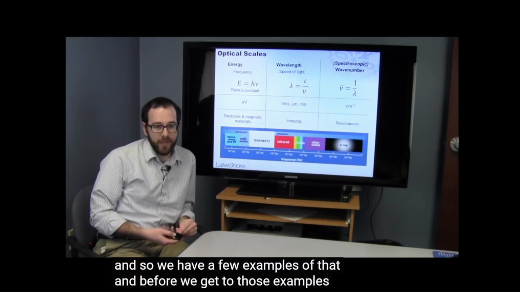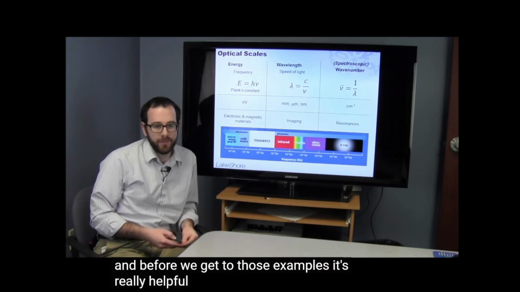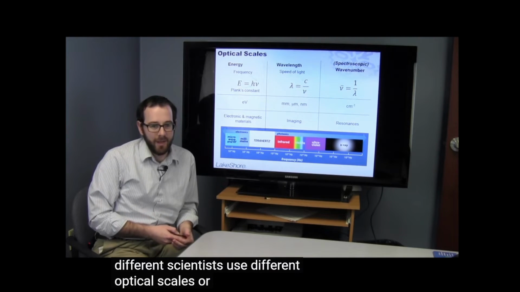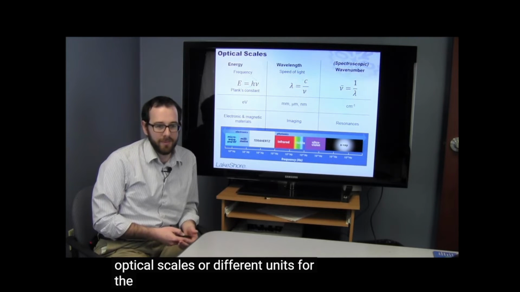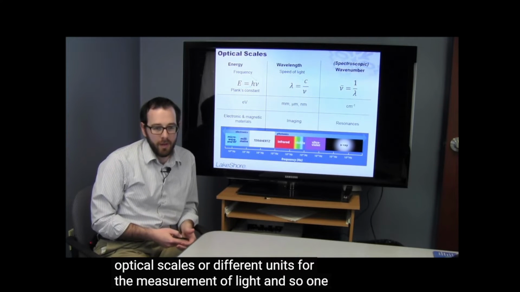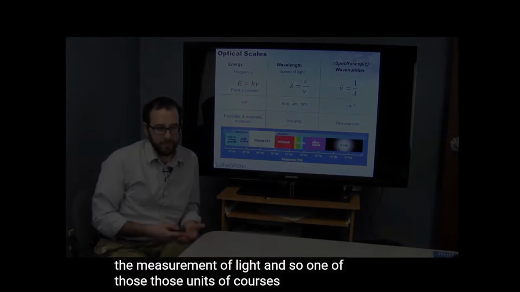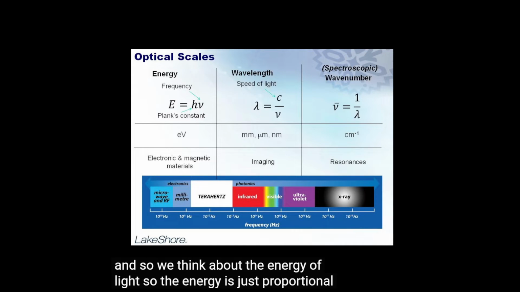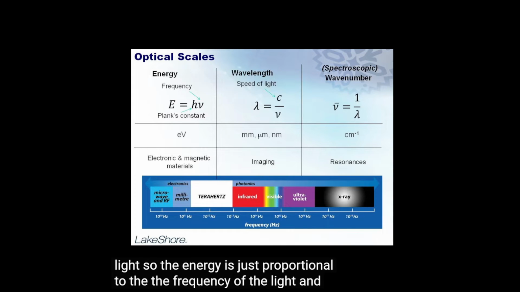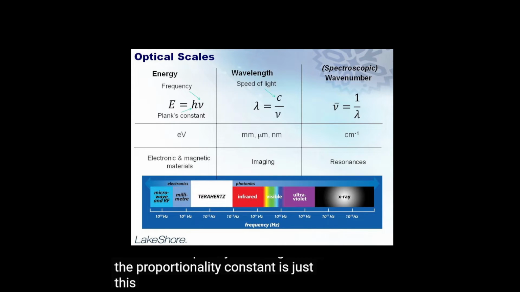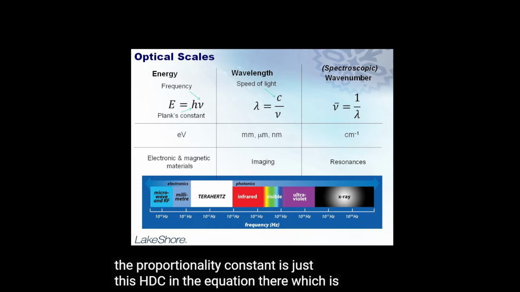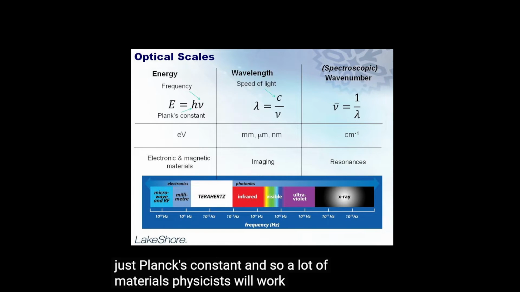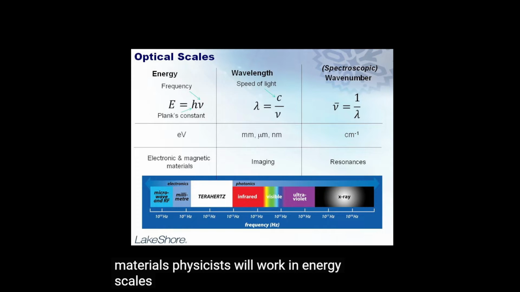Before we get to those examples, it's helpful to understand that different scientists use different optical scales or different units for the measurement of light. One of those units, of course, is energy. The energy is proportional to the frequency of the light, and the proportionality constant is the h that you see in the equation there, which is Planck's constant. A lot of materials physicists will work in energy scales.